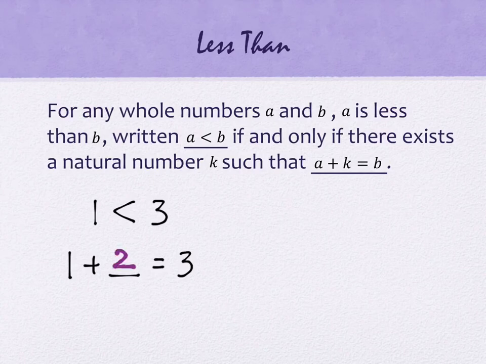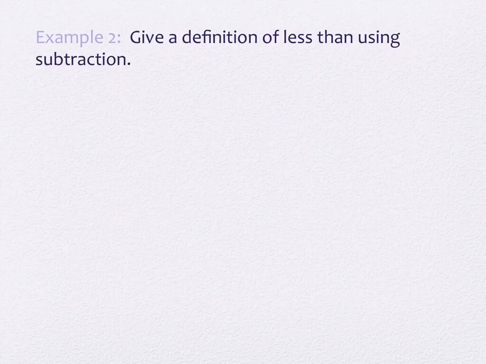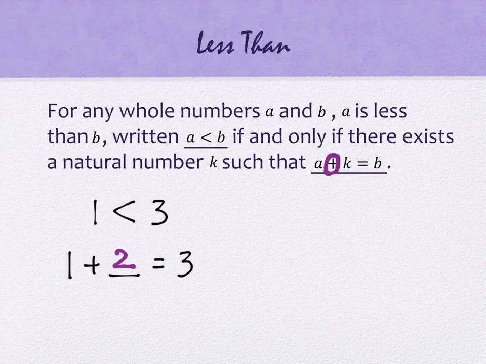If I add 2 to 1, they're going to be equal. There is a counting number, a natural number, I can write in that blank to make the statement true. That's the definition of less than, using addition, right? We can formulate a very similar description by using subtraction. So if you imagine over here, most of my language is going to be the same. This is the part that will be different.